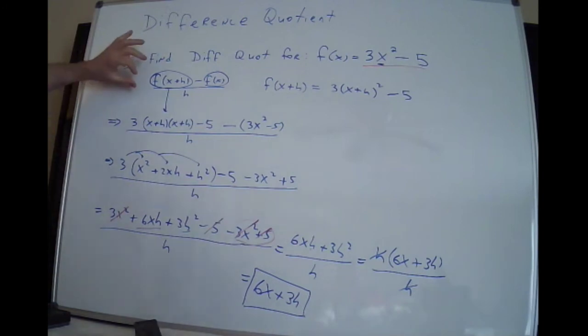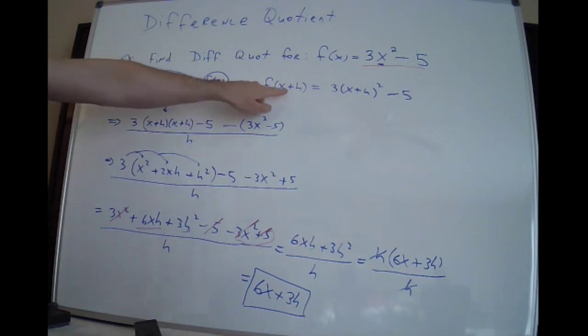So again, just to run through it. Look, this is just a formula. You have to memorize the formula, okay? I'm not going to give it to you. The problem is going to say, find the difference quotient. And you're like, I don't know what the hell a difference quotient is. This is a difference quotient. This is a formula. It's f of x plus h minus f of x over h.